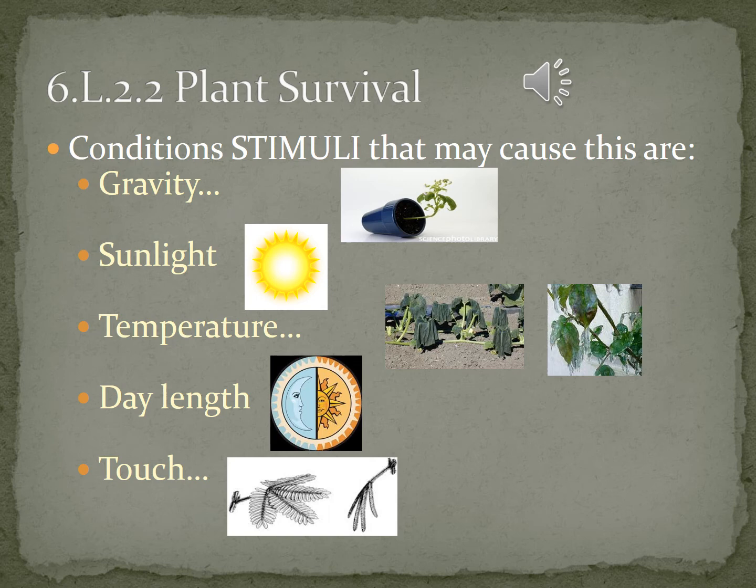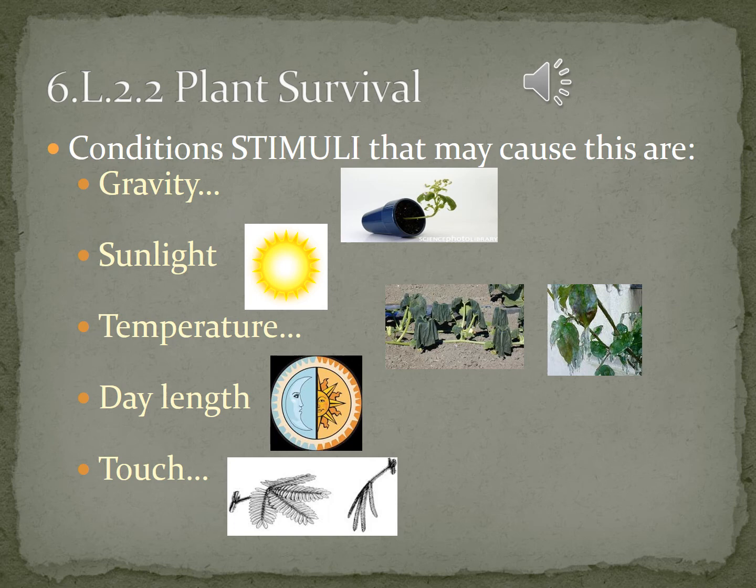Sunlight. Obviously, all plants need sunlight, so it responds to sunlight. If it doesn't have sunlight, it's going to try to grow towards sunlight. Temperature. If it's extremely hot, that's like a drought. Basically, the plant is going to wilt and dry up and die. Same thing if it's cold. If it's cold, again, the plant is going to freeze, and if it's frozen, then it's not in the right conditions, and again, it will die.